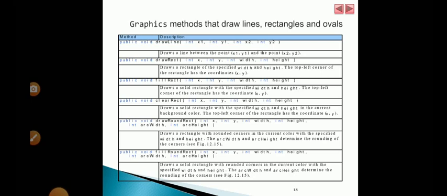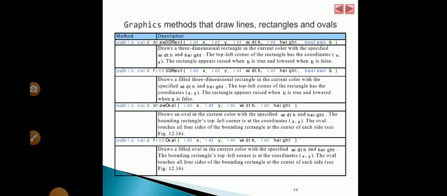And then drawRoundRect. It is used to create a rounded rectangle. So here you have to use 2 more arguments. Normally you have to use integer x, integer y, integer width and height. Along with this you have to give the arc width and the arc height for creating a rounded rectangle. And fillRoundRect is used to fill the rounded rectangles. It uses the same arguments as your drawRoundRect function.